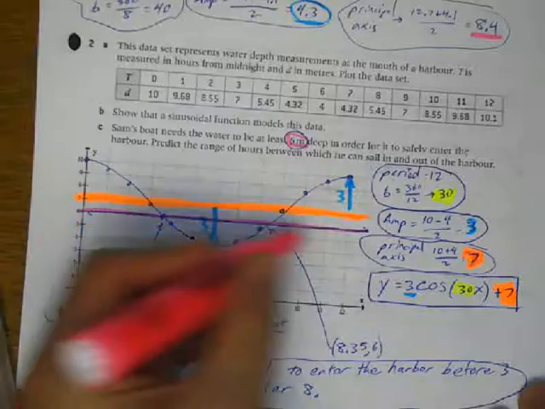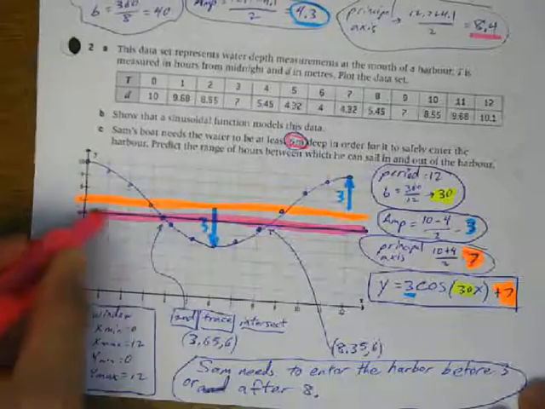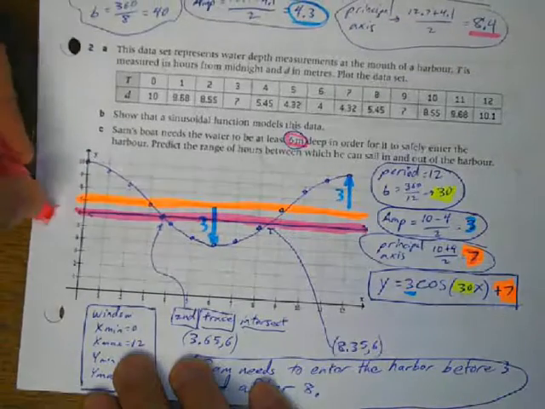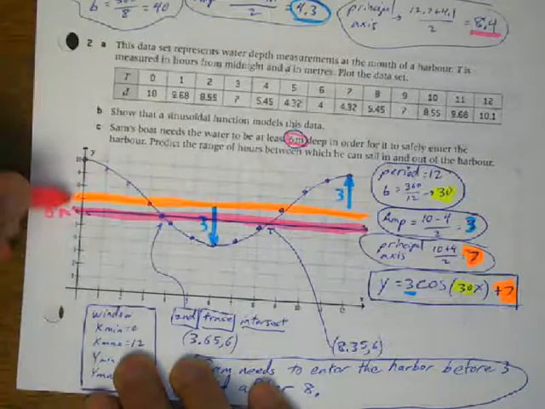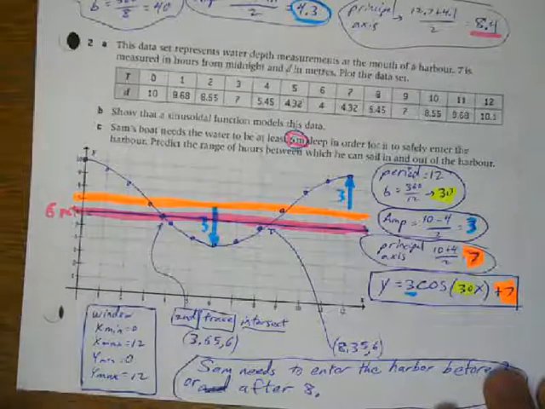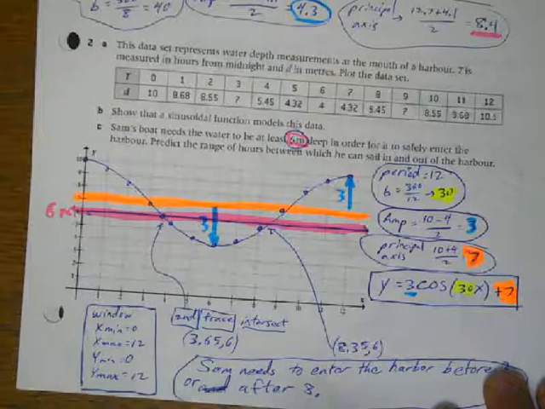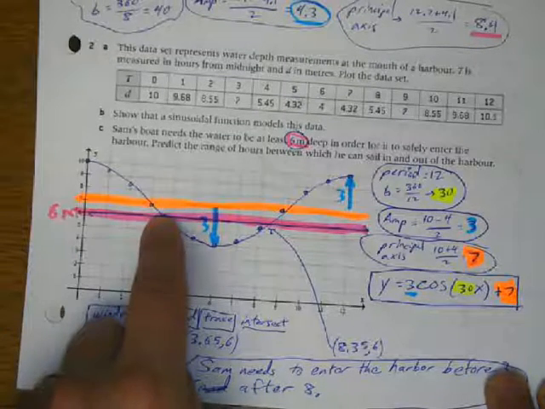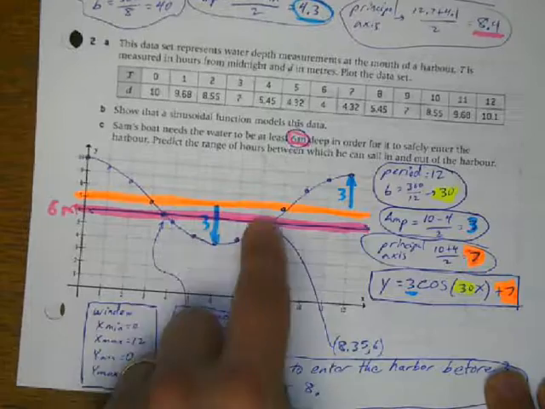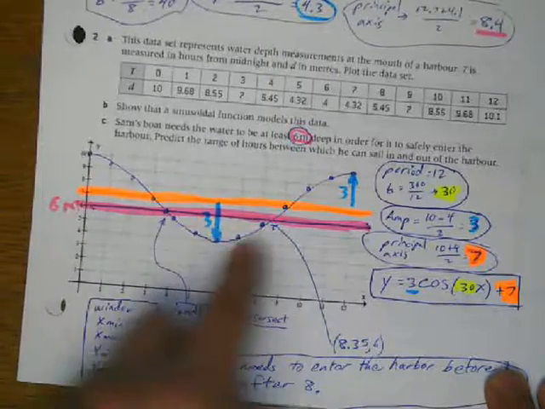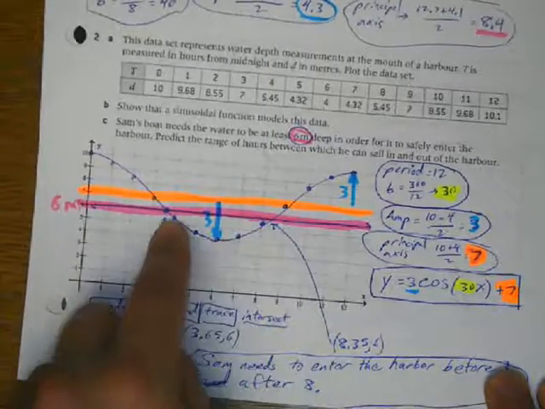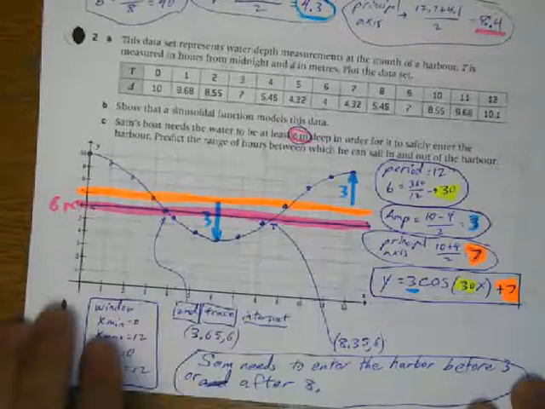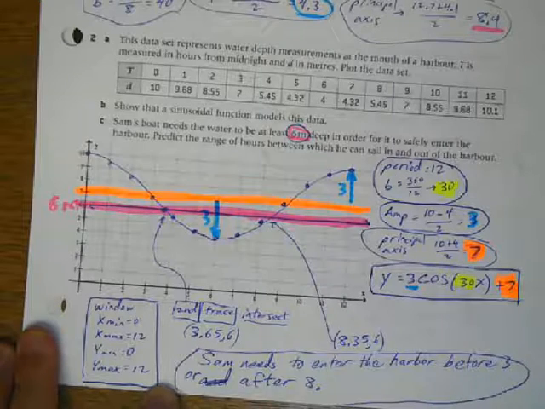So this is 6 meters. And we want to find out when this curve hits 6 and below 6, because if the water is below here, the boat's going to come ashore and scratch the bottom and leak. Okay, so we need to find those intersections.